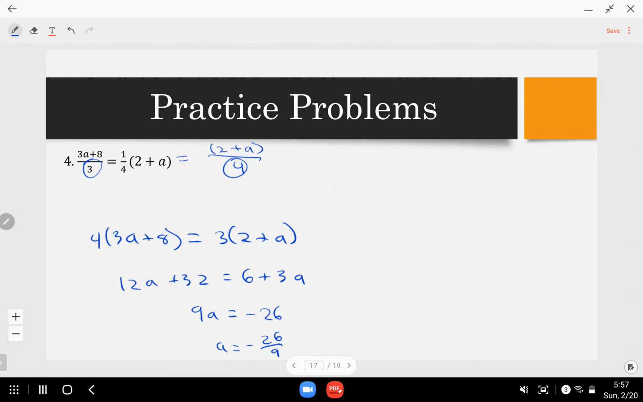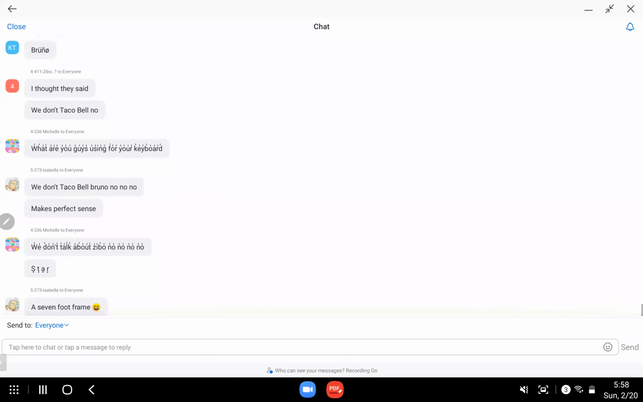Actually, there's no use doing this. Why don't we just plug it in? Actually, let's not plug it in because that'd be pretty sad. So many fractions. But I think I did it correct.